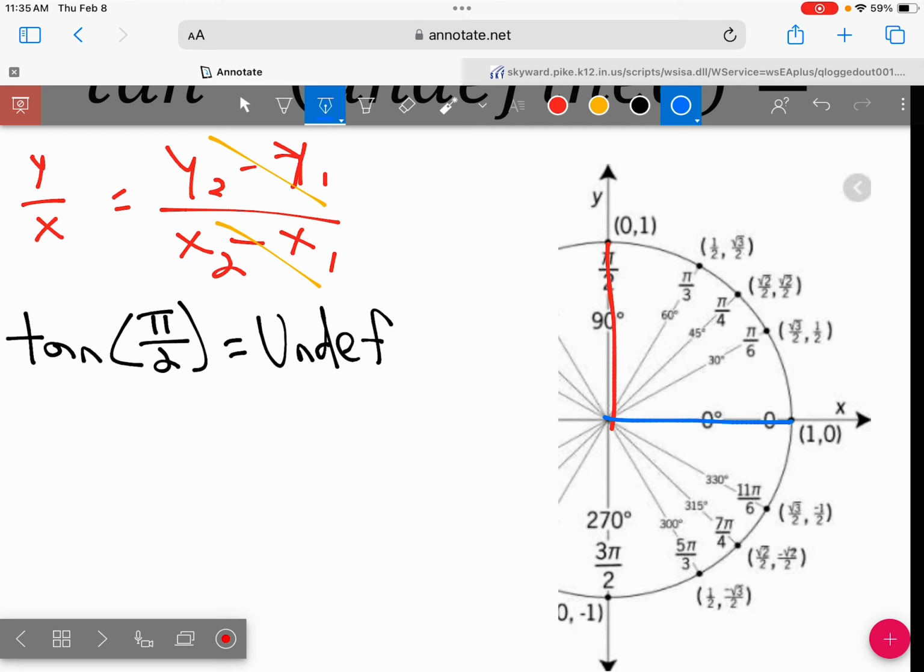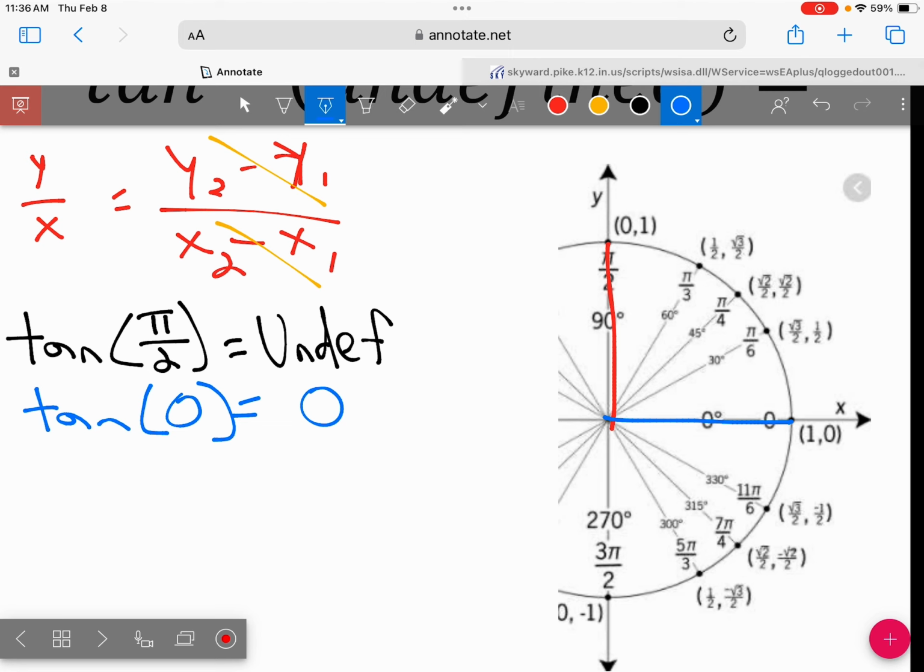Negative slope's like a slide. Positive slope, maybe like a staircase, right? You're going up or you're going down. If you're not going up or down, we say that slope is 0. Tangent of 0 equals 0, which is what we already knew.